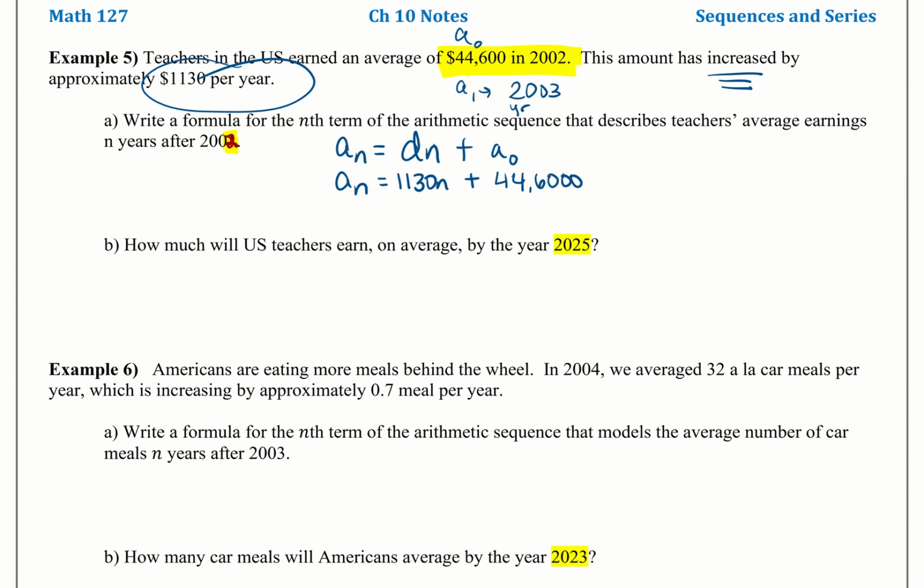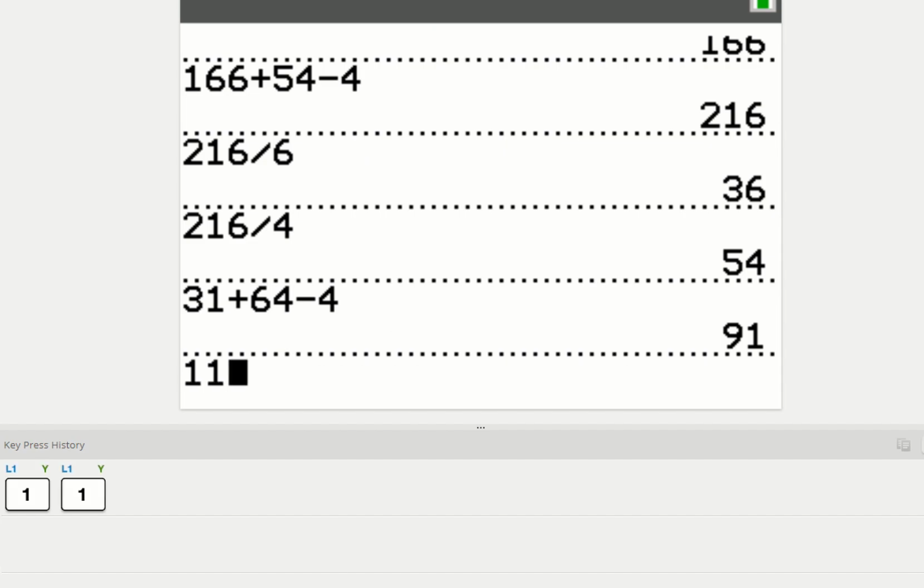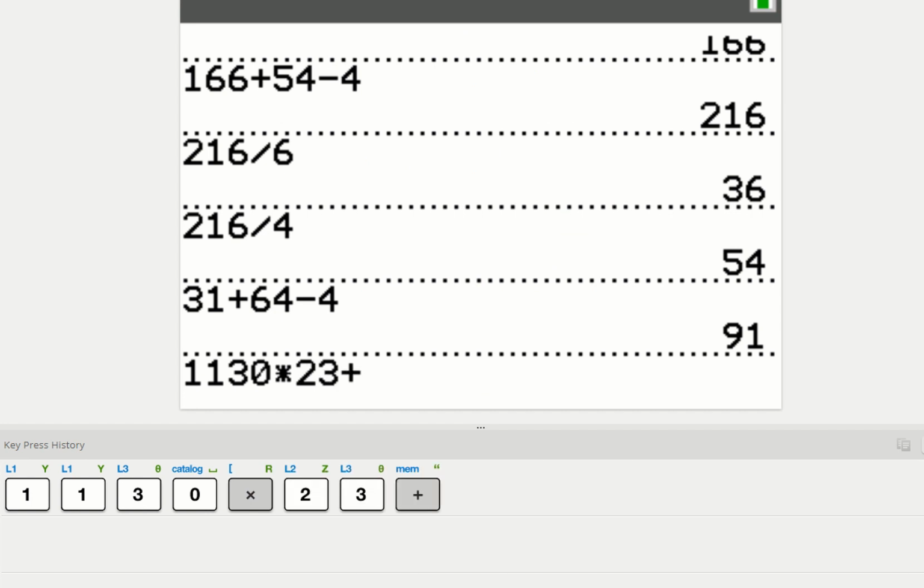So if I want to figure out how much teachers would earn by the year 2025, I would want to find a sub 25, which is, actually that's not true. Let's see, 2025 compared to 2022 would be 23 years later. So a sub 23 is what I'm going to be looking for. So 1,130 times 23 plus 44,600, which was my starting amount at time 0. So 1,130 times 23 years, and I'm adding on to that starting value, which was 44,600.